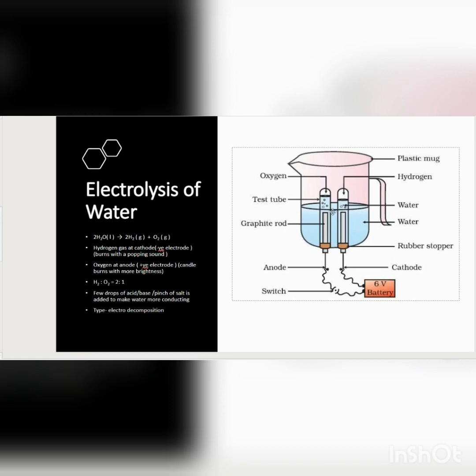After the electrodes, we need the electrolyte. The electrolyte is obviously water. We are using tap water over here, but we know that tap water is a weak electrolyte. That means it will not conduct electricity to a great extent. So to make it a good conductor of electricity, before the electrolysis we have to add a few drops of an acid or a base, or instead we can also put a pinch of any salt.